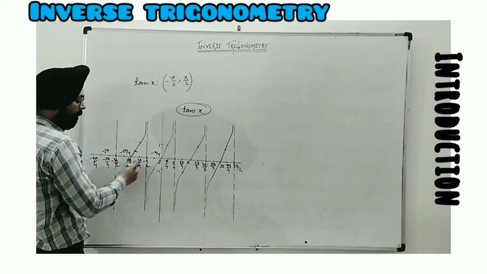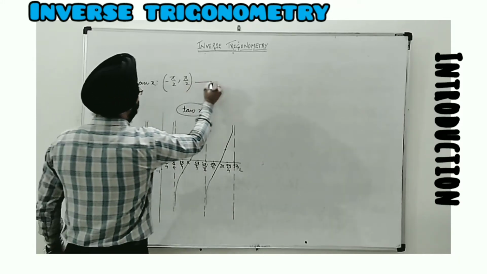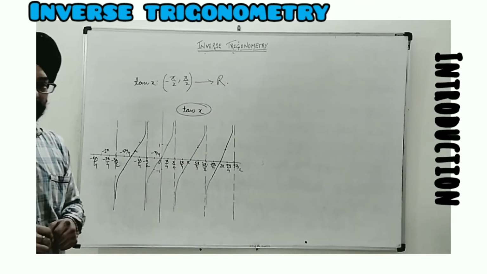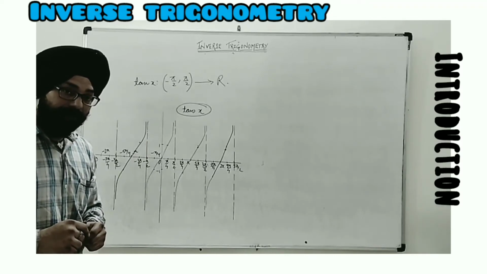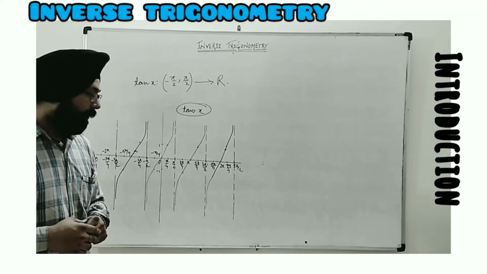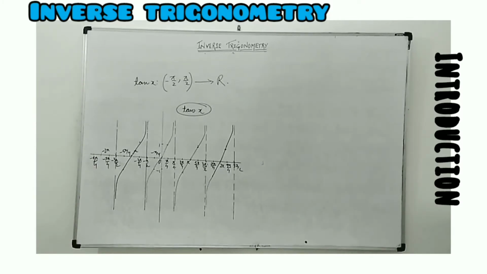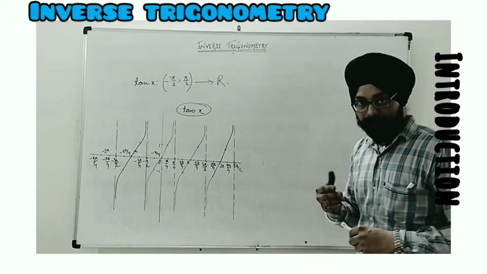And as you see, between these two it is monotonic, and it covers all the real numbers. So we put the real numbers as its range. This way it becomes a bijective and also invertible function. Now we can have its inverse. So we have seen all the functions here. We will find their inverse now.